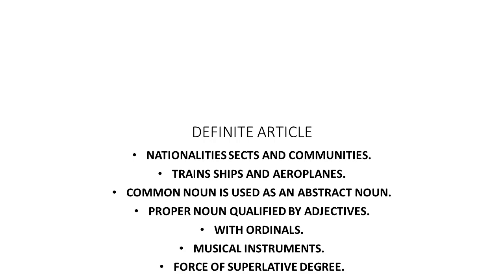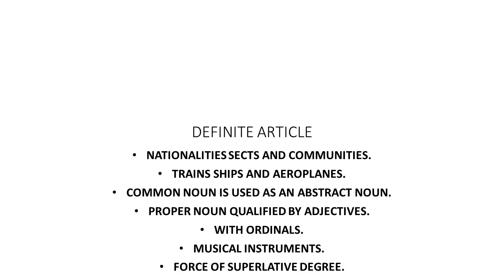Next, the is used with ordinals. For example, the first, the second, the third, the fourth. The is also used with comparative degree in selective sense. Means, kabhi kabhar the comparative degree ke saath bhi istamal kiya jata hai. For example, she is the darker of two girls. She is the wiser of two sisters.